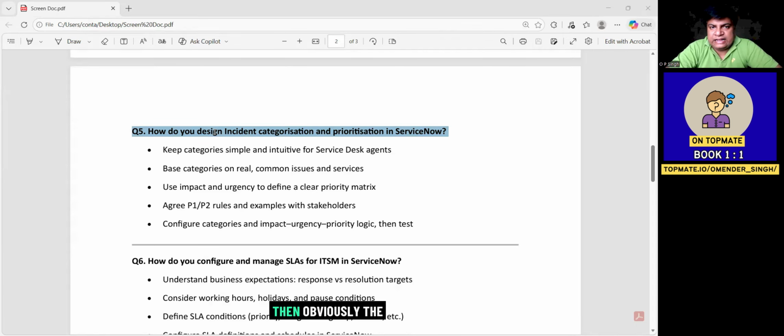Then obviously the priority is based on impact and urgency. Impact here is how many people are affected, and urgency is how fast it needs to be resolved. With this you create a clear priority matrix for P1, P2, and P3, and then you have to provide good examples. Once you are done with all this discussion, you can implement the impact, urgency, and priority matrix and logic in ServiceNow, and then test it thoroughly with sample tickets. With all this, you can design incident categorization and prioritization.